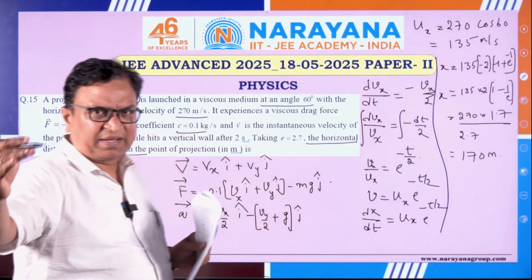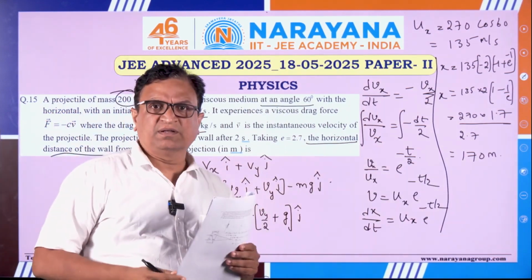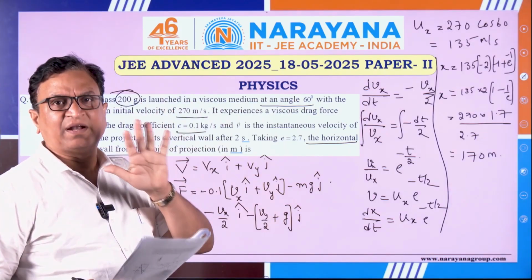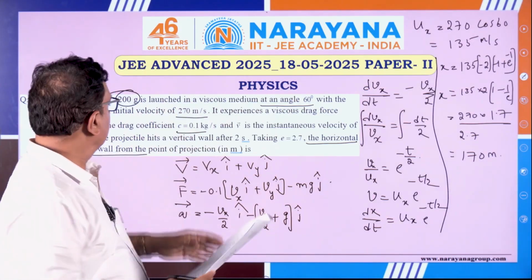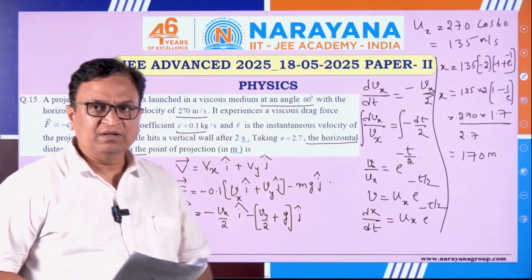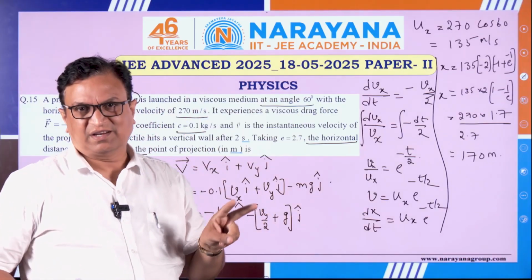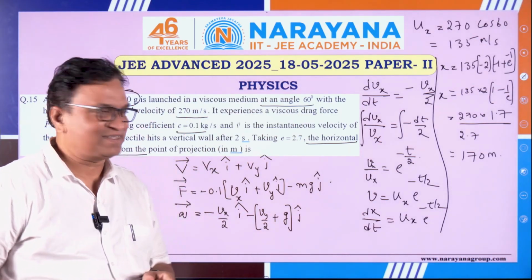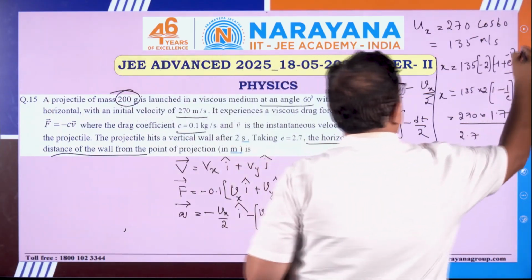So that is the maximum x, our distance from the wall, the horizontal distance of the wall from the point of projection. That's what they are asking. That I have solved. Two times integration is required in this question. Well, by this time you are habituated for this. Next question, and the last question.